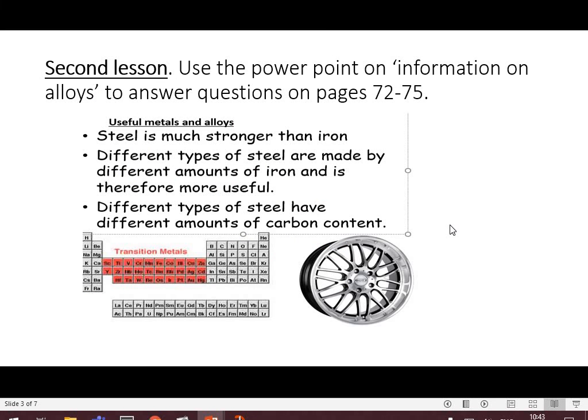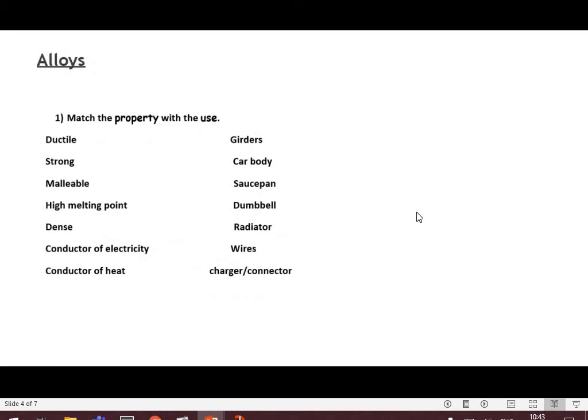The second lesson, you need to use the PowerPoint that's on Moodle called Information on Alloys to help you answer the questions on pages 72 to 75. Now you know you're on the right PowerPoint if it's got a screen that looks like that. That's either screen 1 or screen 2. But that's the start of the Information on Alloys PowerPoint.